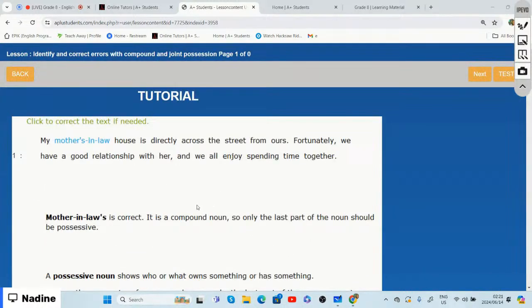So now we need to click to correct the text if needed, right? It says "mother's in-law." My mother's in-law home is directly across the street from ours. Fortunately, we have a good relationship with her and we all enjoy spending time together.